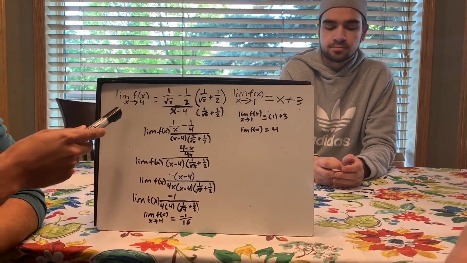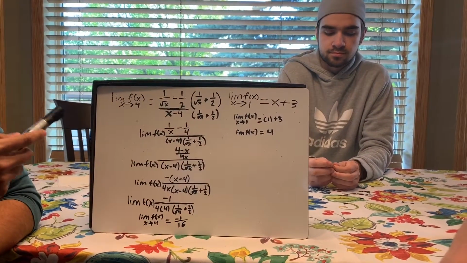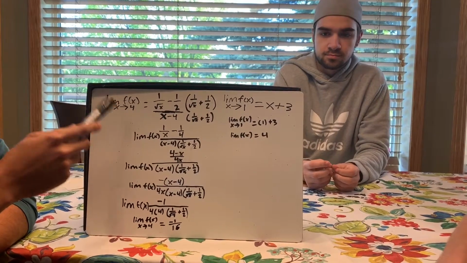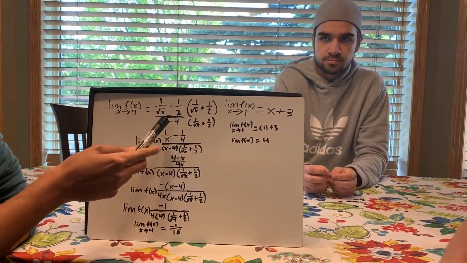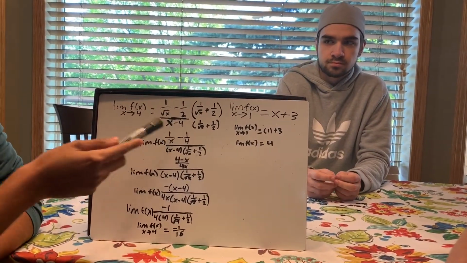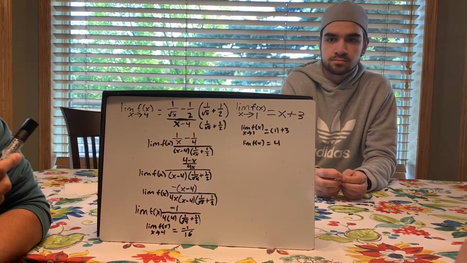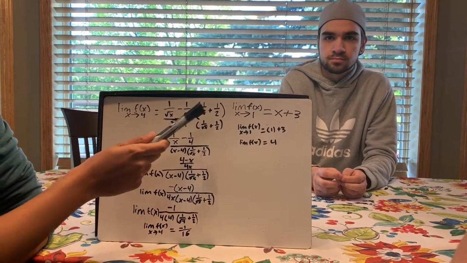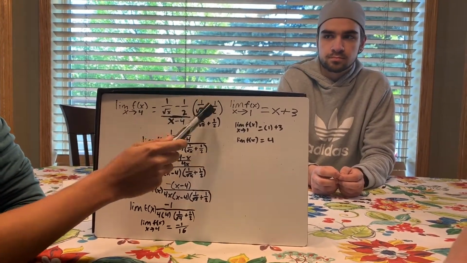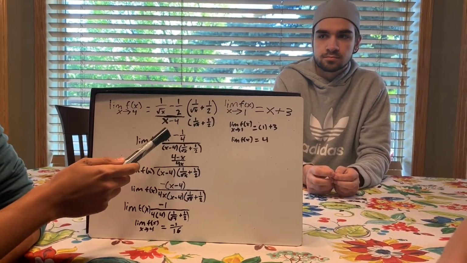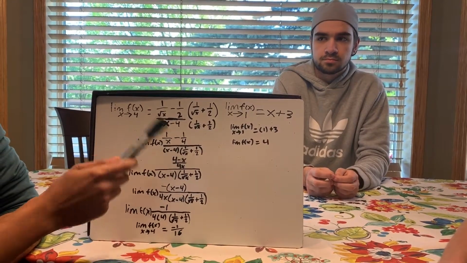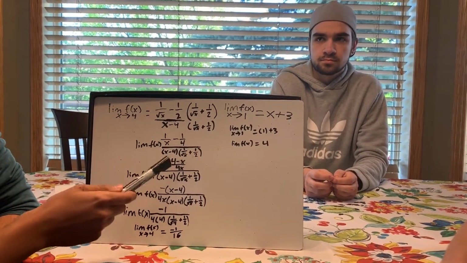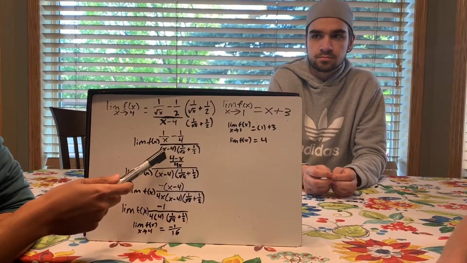Unfortunately, with the second example, we cannot quite do the exact same thing. As the limit of f of x is approaching 4, unfortunately, it will make the denominator undefined. So instead, we have to take the conjugate approach. So simply, all we do is multiply the top and the bottom by the conjugate. And that leaves us with 1 over x minus 1 over 4 over x minus 4 multiplied by 1 over root x plus 1 over 2.